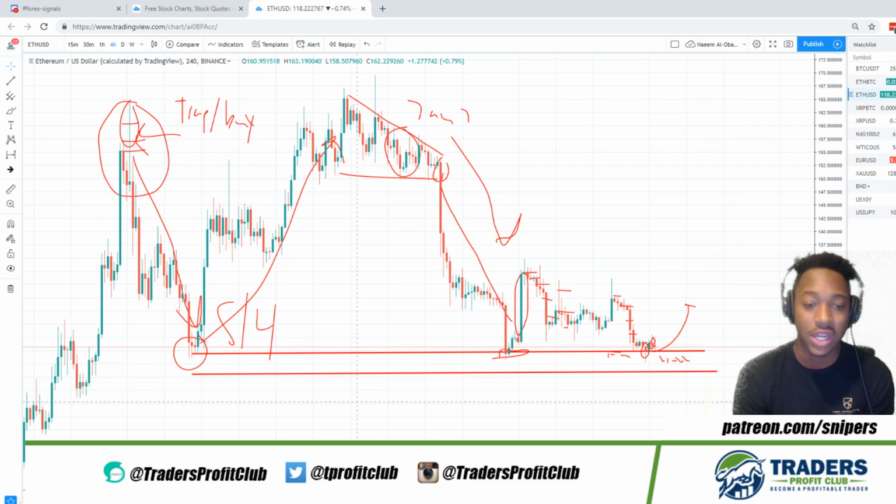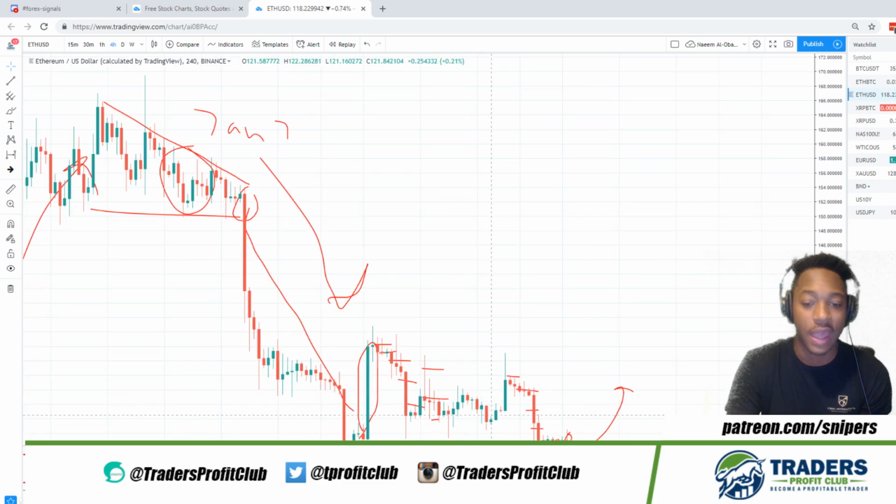So what we're trying to do at Traders Profit Club is give you guys the structure and the format, or the blueprint I should say, that will give you an understanding of price, that will give you a longer or a better aspect of trading and being able to consistently stay profitable in trading.